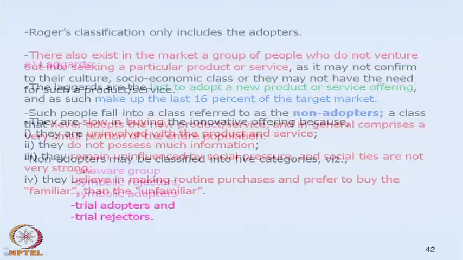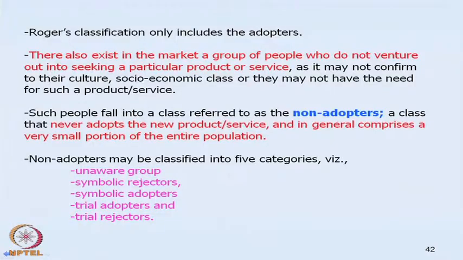Now Rogers' classification only includes the adopter categories, but there are also people in the market who do not venture out into seeking a product or service category at all. They do not go out and venture into buying this new product or service at all. So what do we call such people? We call such people non-adopters. They do not buy the new product which has been introduced at all. They never buy it.